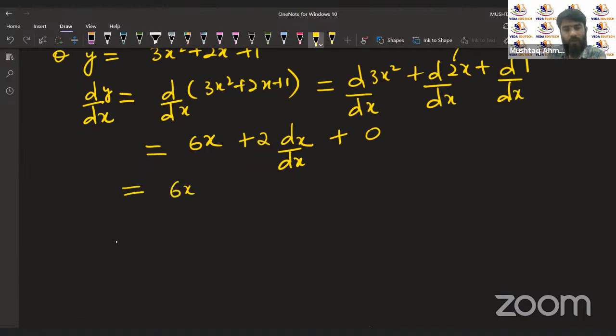So finally we get 6x plus 2x. Sorry, 6x plus 2. The derivative of x with respect to x will be 1, right? So it will be 6x plus 2, and this is the final answer for this question. This is the first derivative.